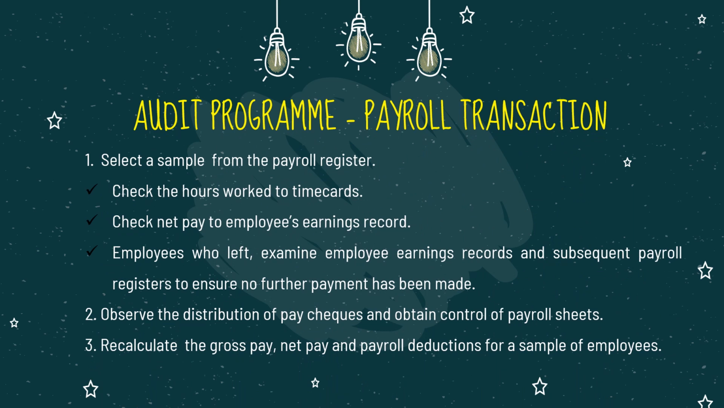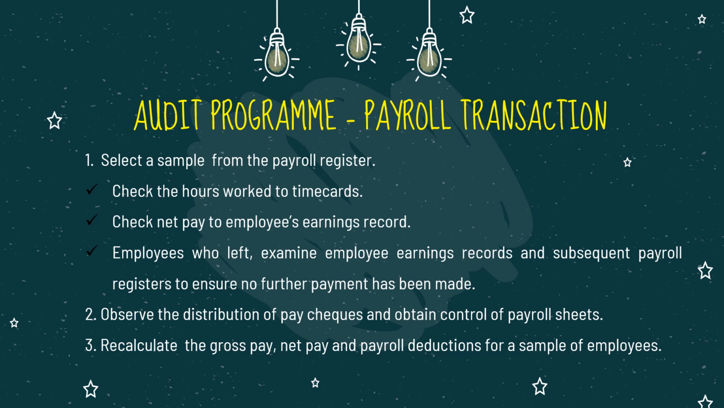Next, these are some of the audit programs that the auditor can use in order to check the payroll transaction. First, usually the auditor will select a sample of entries from the payroll register so that they can check the hours worked to time cards, check the net pay to employees' earning record, and if there are employees who left the company, the auditor can examine employee earning record and subsequent payroll register to ensure that no further payment has been made to the person.